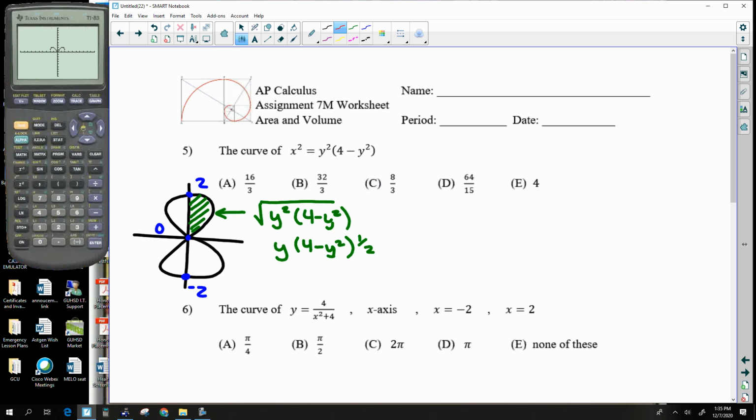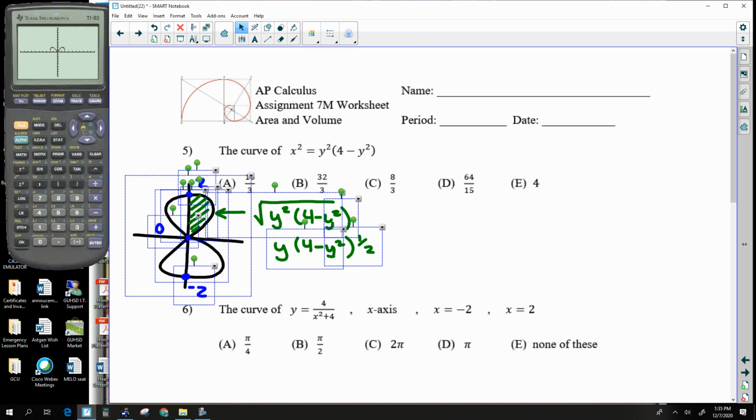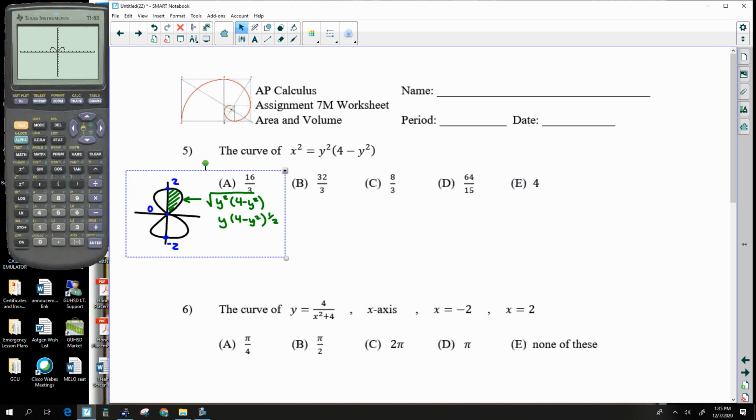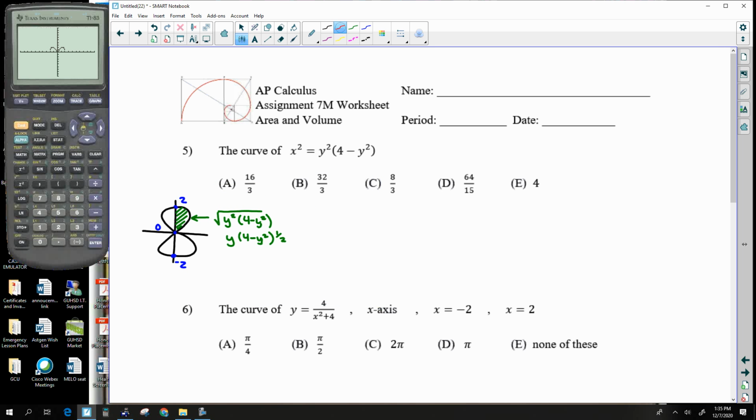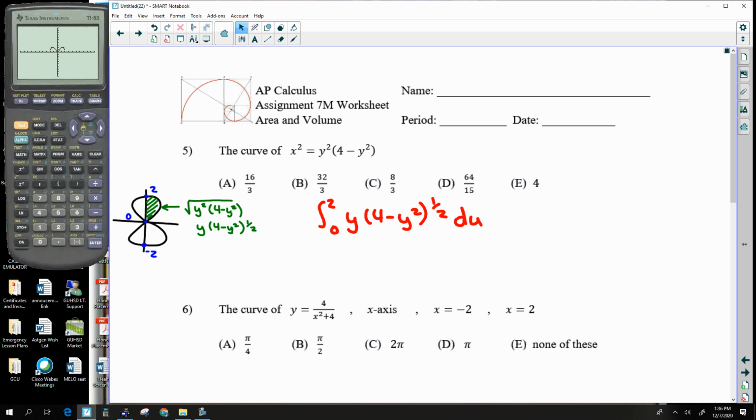Okay, so to get this area, minimize this a little bit. So this is going to be the integral from 0 to 2 of y times (4 minus y squared) to the 1/2. Now, that is still pretty difficult, so we need to probably do a u substitution. So let's set up our u substitution. u is 4 minus y squared. That means du is -2y dy. So I need to multiply this by -1/2.